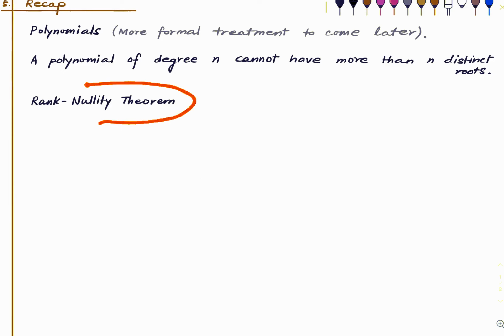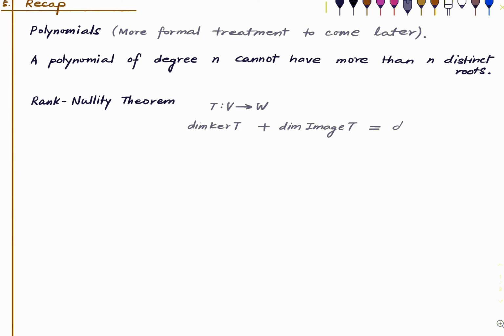And we of course need to know about the rank nullity theorem, which says that if we have a linear map T, again all the vector spaces are finite dimensional, then the dimension of the kernel of T plus the dimension of the image of T is equal to the dimension of the domain.